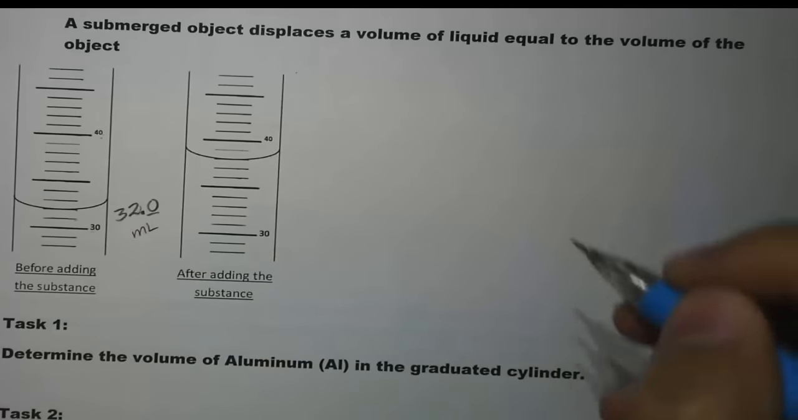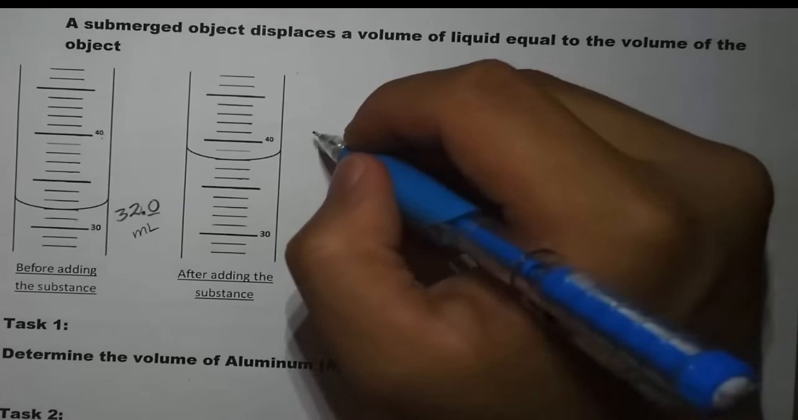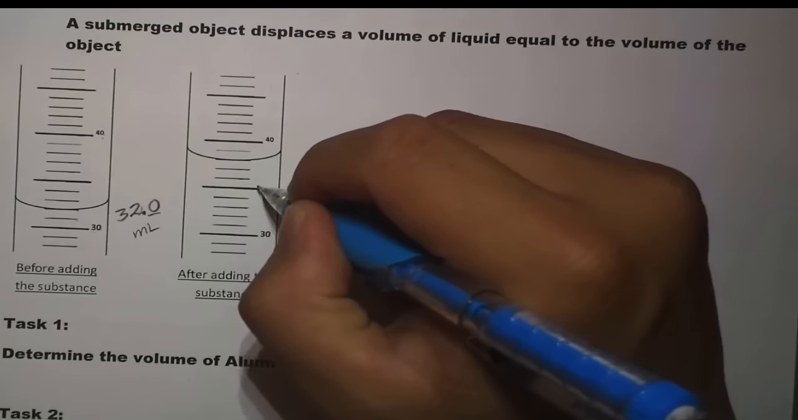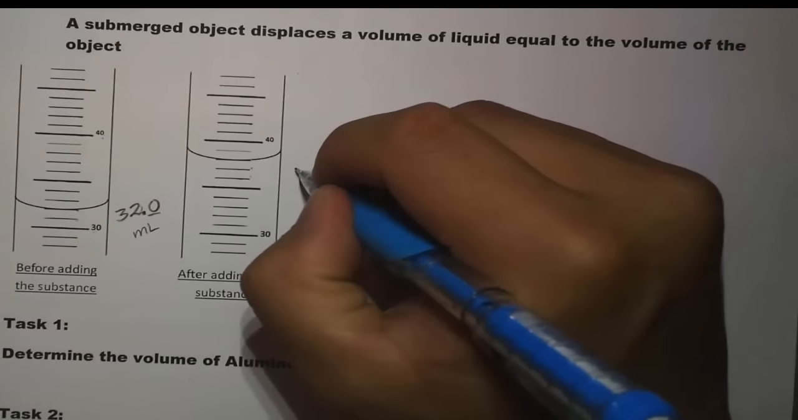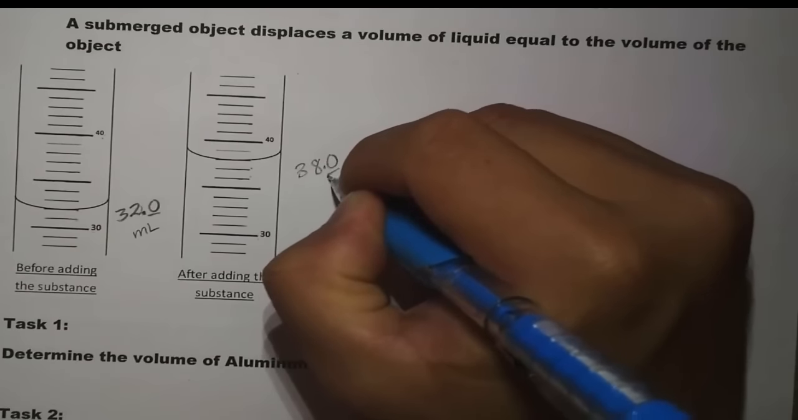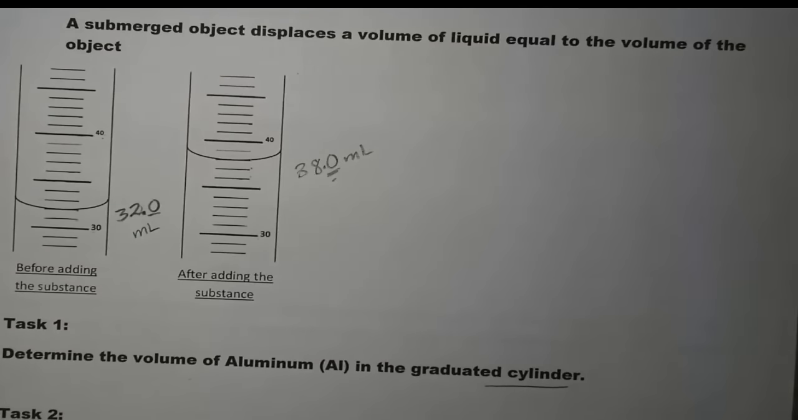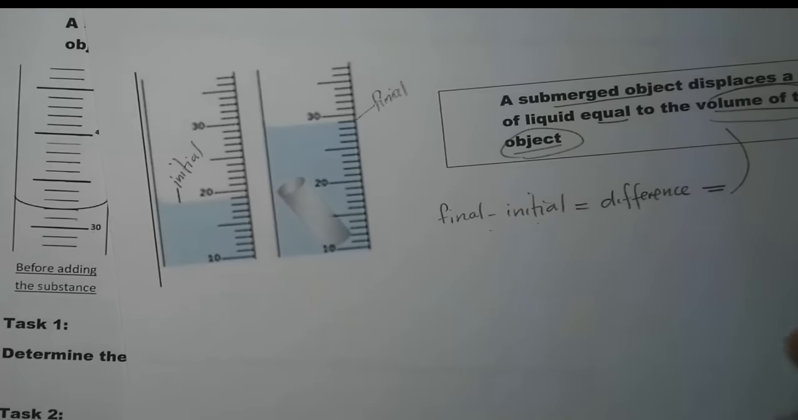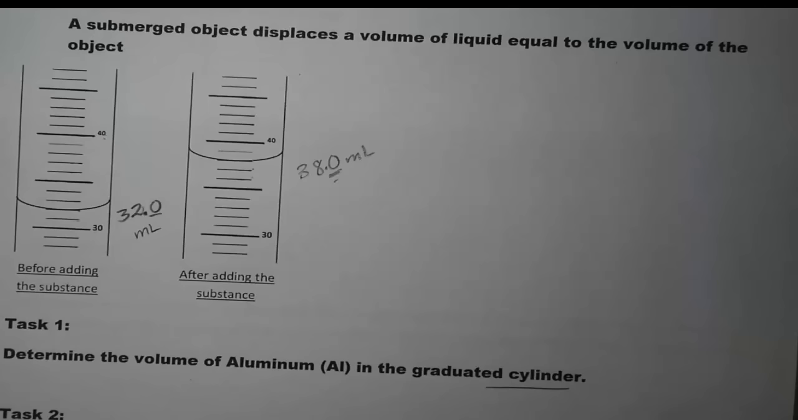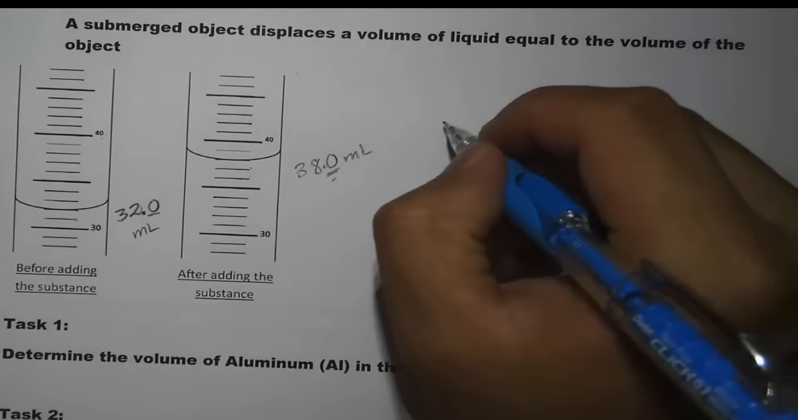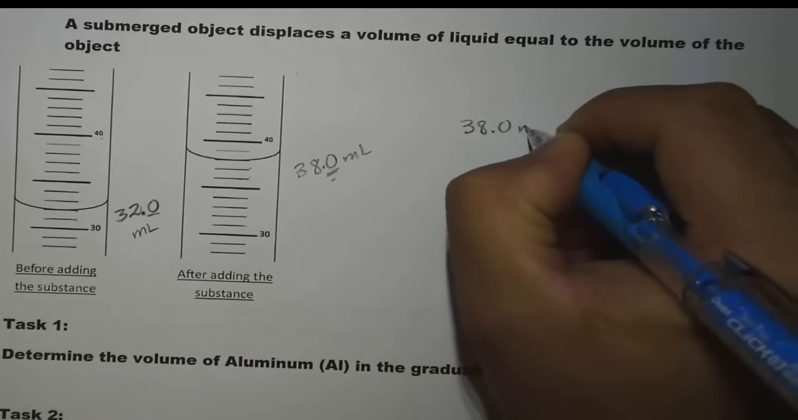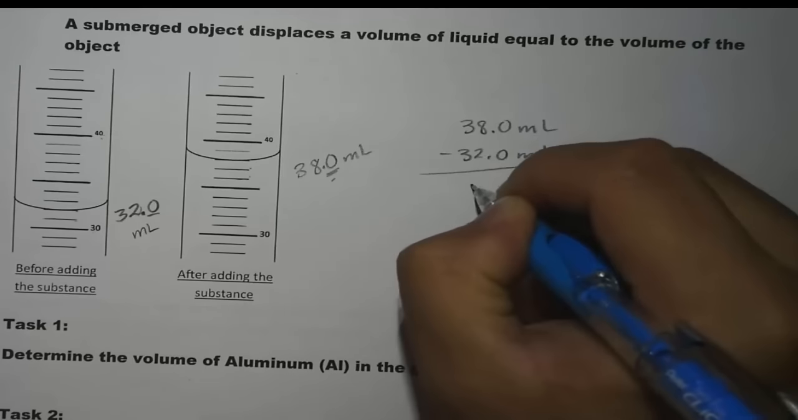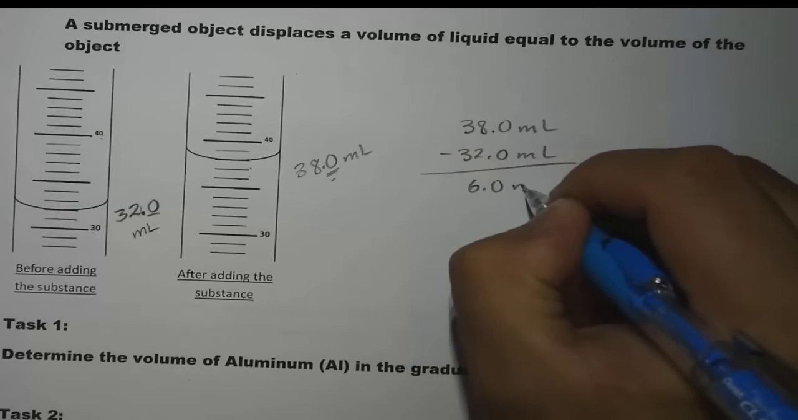And the unit of course is mL because we measure with a graduated cylinder. Then over here, after we add in the aluminum, we have 35, so 36, 37, and 38. That gives us 38.0 because the last digit has to be estimated. Going back to the question, we take the final minus the initial, which gives us the difference, the volume of the object. So to find the volume of aluminum, we take the final, 38.0 mL, minus the initial, 32.0 mL, and we have our difference of 6.0 mL.